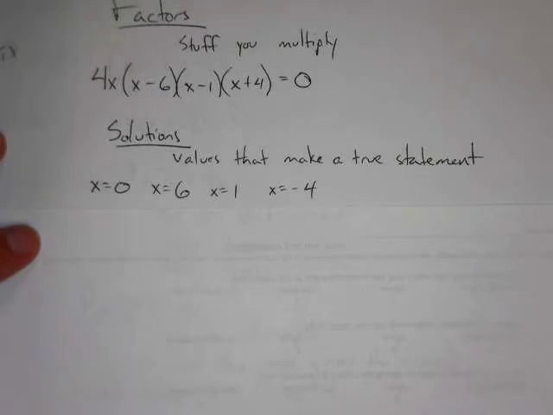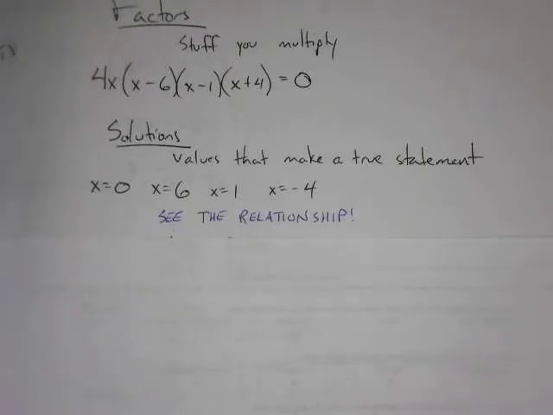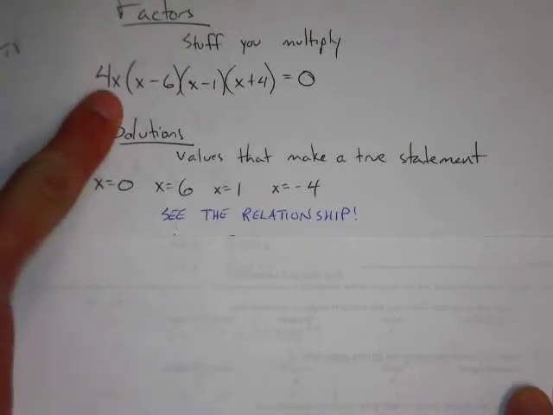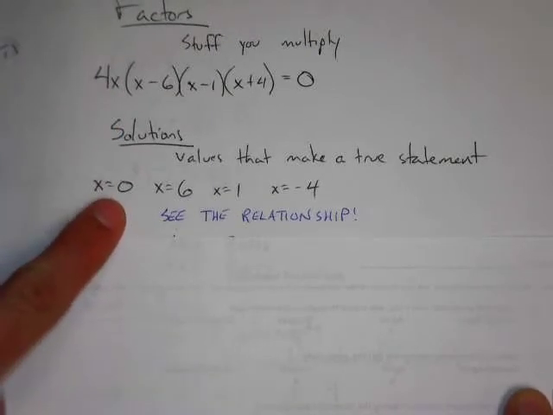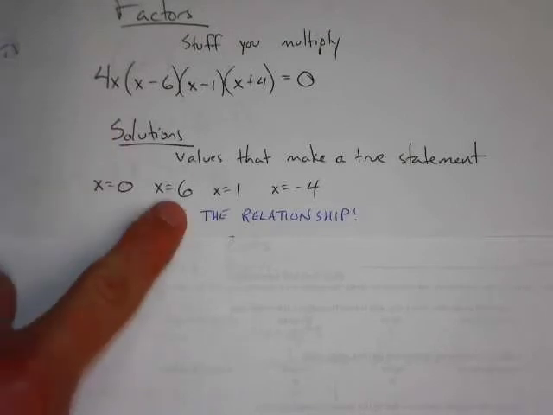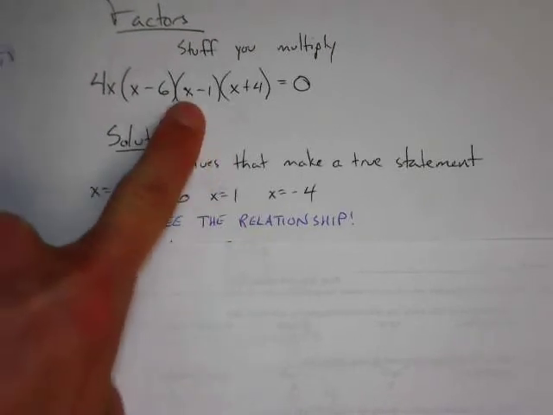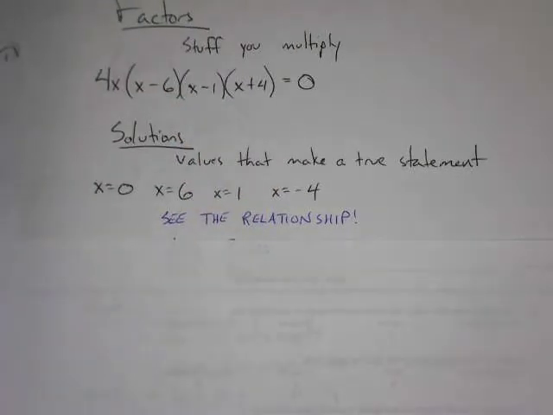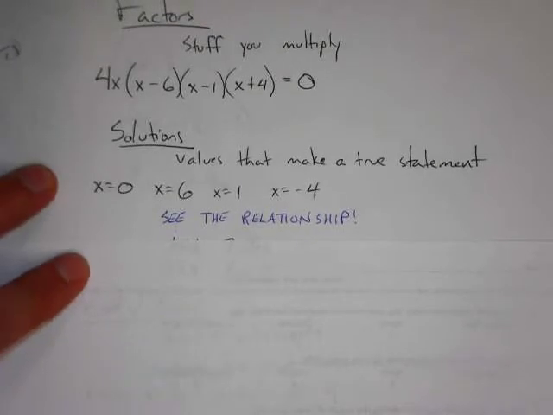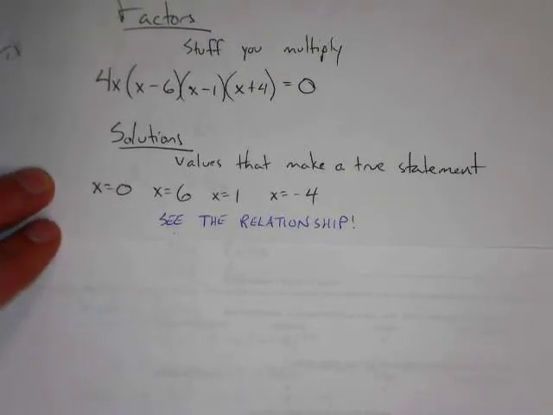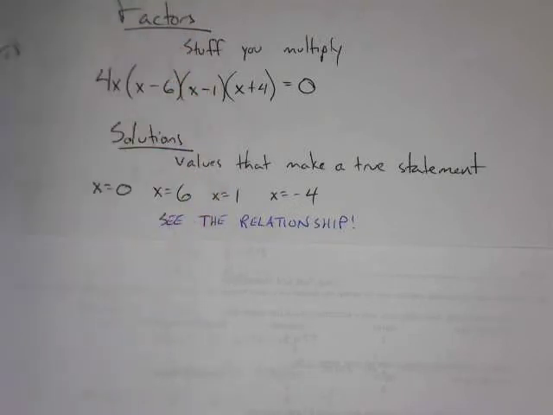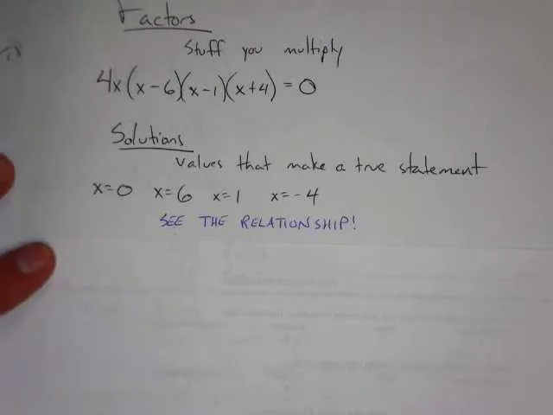Now here's where things get tricky. What we have to do is make sure that we see the relationship between factors and solutions. See the relationship between this factor and this solution, and this factor, this solution, and this factor, this solution. So we have to see the relationship going forward and backward. Once we start seeing that relationship, we can start knowing two more vocabulary terms. So if you don't see the relationship between factors and solutions, now is a great time to pause, hit rewind, look at previous lessons, and make sure you have that down.